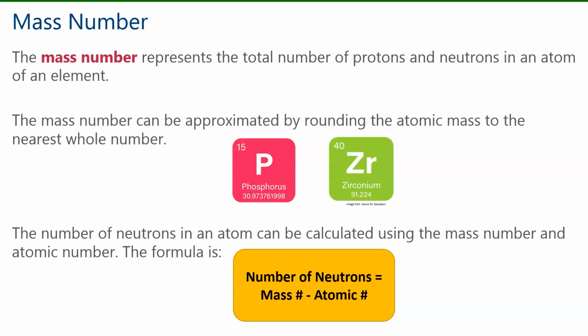So, for example, for phosphorus, we had the mass number was 30.97 rounded, which was 31. So we would say 31 subtract the atomic number, which is the whole number in the top, 15. 31 minus 15 gives us 16. Phosphorus has 16 neutrons.